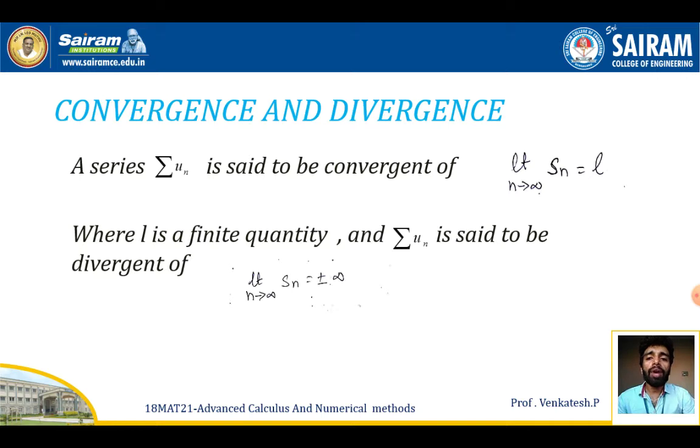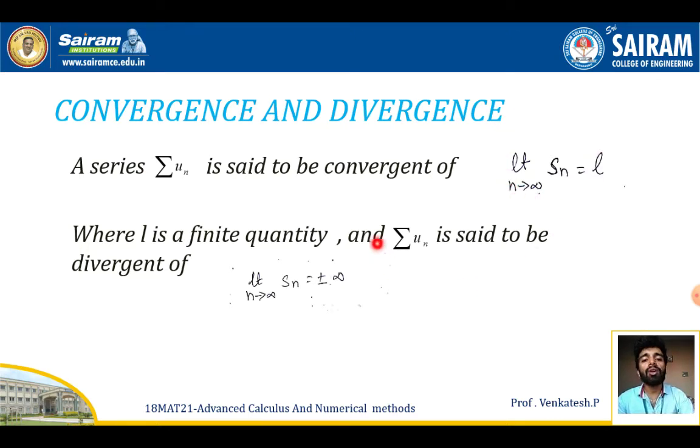Now I'm going to discuss what is meant by convergence and what is meant by divergence. First let me take the series. A series summation un is said to be convergent. Here I'm going to discuss the convergent series. We call the summation un convergent if the limit as n tends to infinity of Sn is equal to L, and this L is a finite quantity. If this condition is satisfied, we can call the series a convergent series.